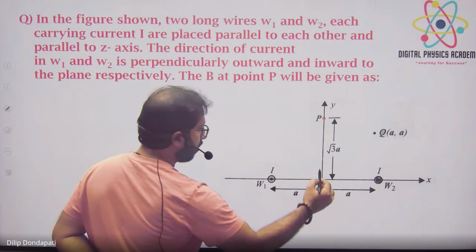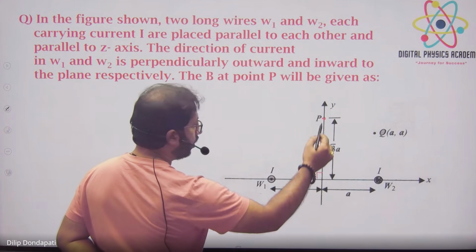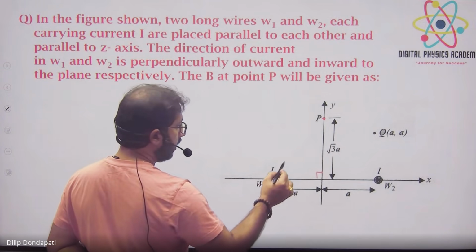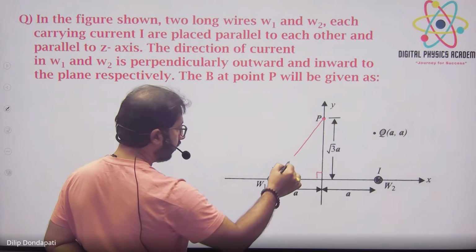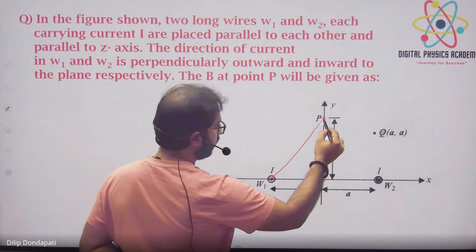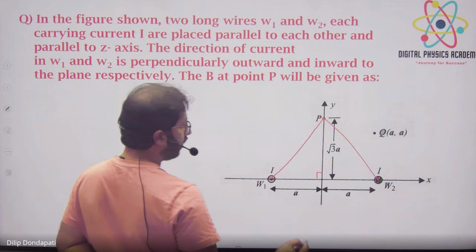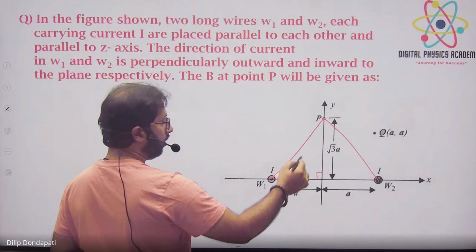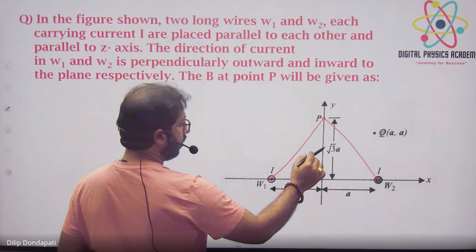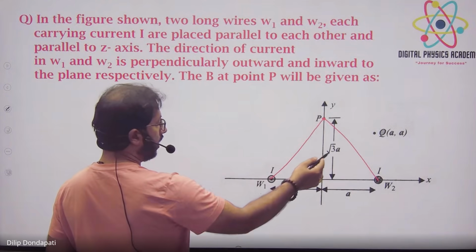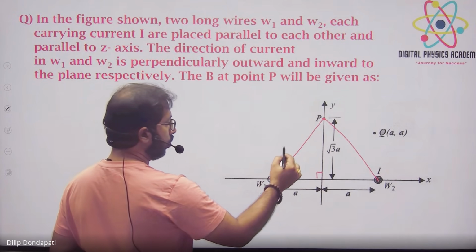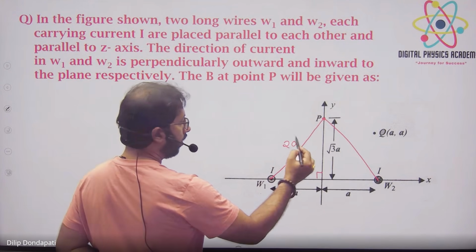So because this is a perpendicular distance, this is root 3A, this is A. This distance is how much? And this distance. Pythagoras theorem apply करो. So root of this square plus this square, so 3A square plus A square, 4A square. So 2A. This is also 2A.